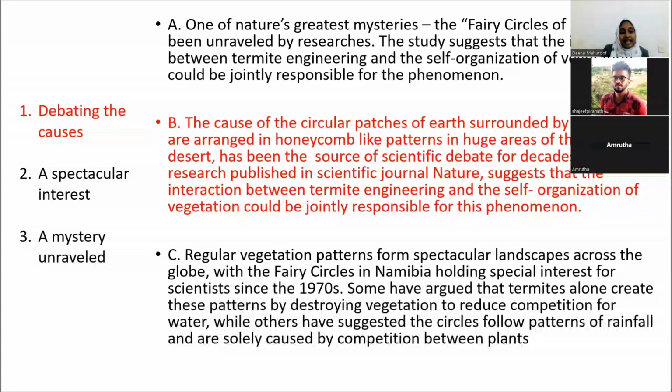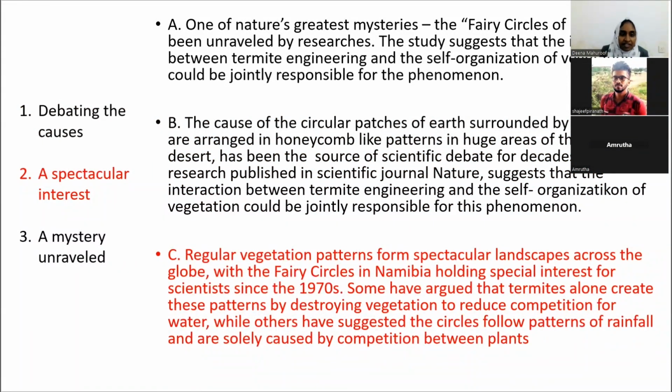Then we go to spectacular interest. Spectacular. Where can you find the word? Third paragraph. It says regular vegetation patterns form spectacular landscapes across the globe, with the fairy circles, blah blah blah, of interest for scientists since the 1970s. Spectacular is in the question and spectacular is in the text as well. So you know what the answer is: paragraph C.